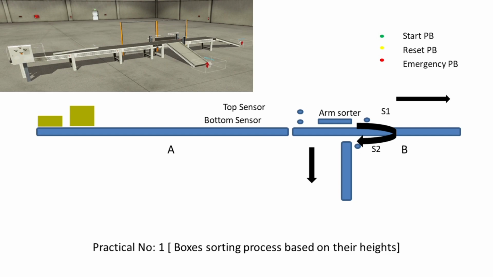Specifically, in this process, two conveyors are used, labeled A and B, known as the main conveyor and the auxiliary conveyor, respectively. In this video, we are going to explain how to make a PLC ladder program for the box sorting process.